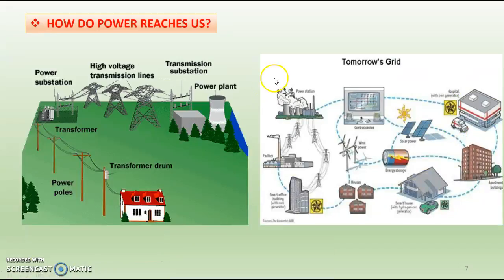Finally, this is how the power reaches us. When the power is generated from the power plant, it is transmitted through the transmission system, which is in a big pool, and then the energy is stepped down at the distribution level and transferred to the domestic level. So as a whole, the entire electrical power system is treated as a generating system, transmission system, and distribution system.